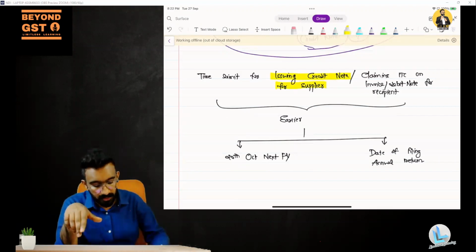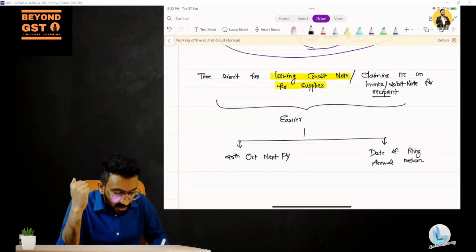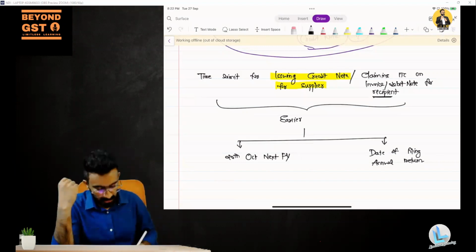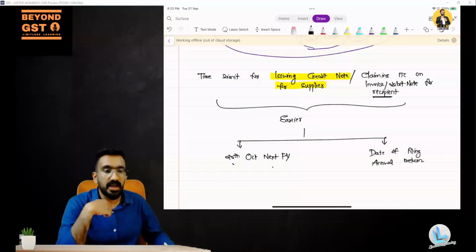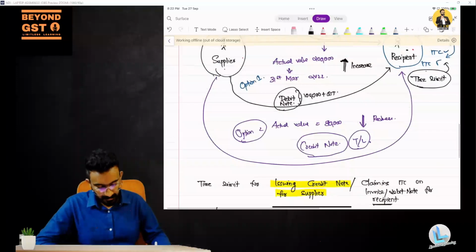Similarly, for you to claim ITC on the invoice or debit note, for the recipient, there is a time limit. Same, 20th October next financial year, or date of filing annual return. Okay, there is this time limit available. Anyway, let's go back.